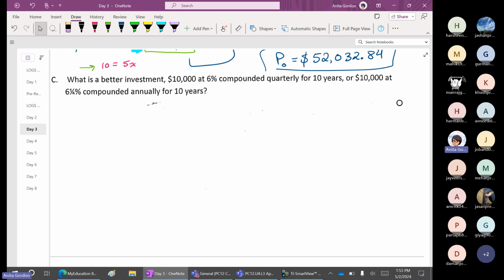We're going to look at a comparison now. What is the better investment? $10,000 with 6% compounded quarterly for 10 years, or $10,000 also for 10 years, but now we have 6.25% compounded annually. The quarter here is what we're testing. Is it better to be paid out quarterly or to have an increased quarter percent? That's really the key of this question.